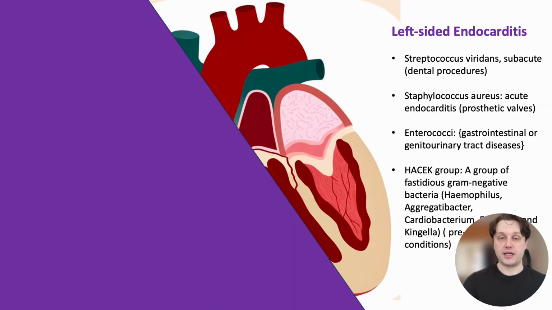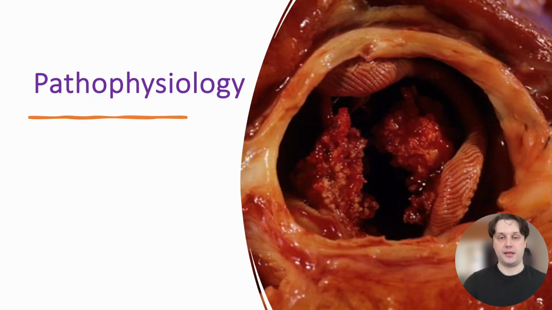Taking a look at left-sided endocarditis, we have Strep viridans, which causes subacute infections from dental procedures, Staph aureus from acute endocarditis, from prosthetic valves, and Enterococci, which is caused by gastrointestinal as well as GU tract diseases. We also have the HACEK group of organisms, which are fastidious gram-negative bacteria.